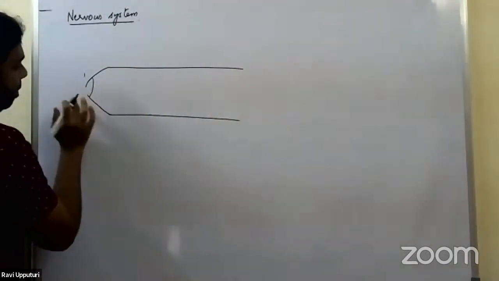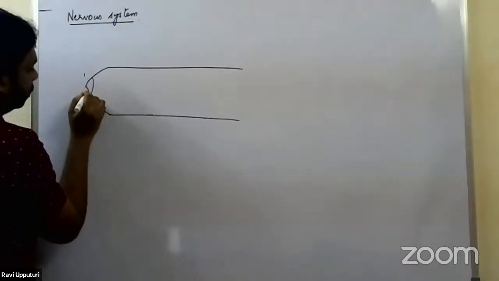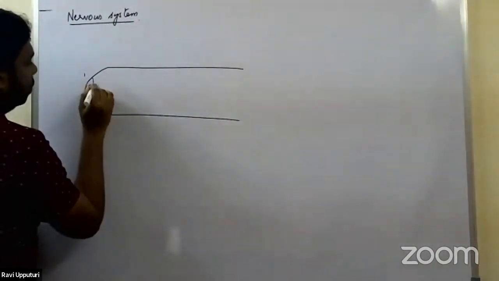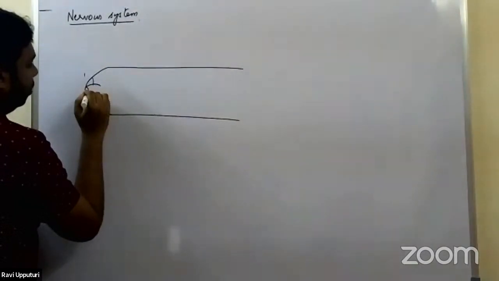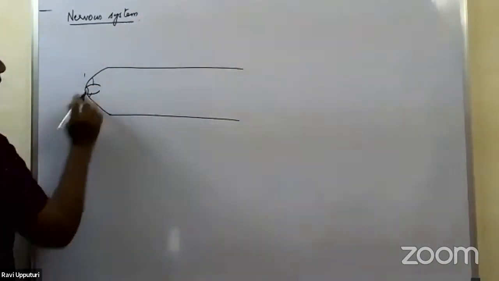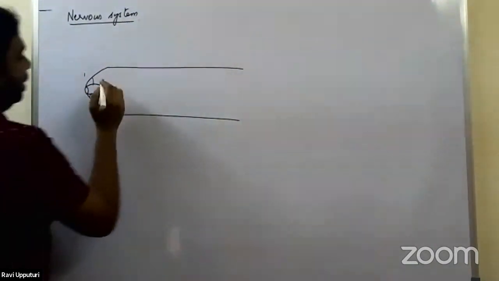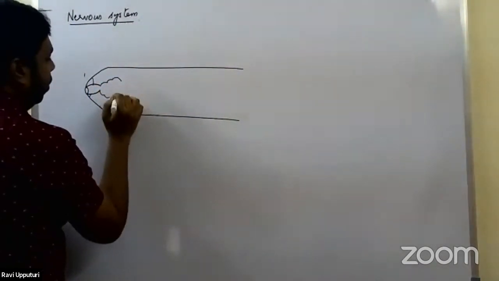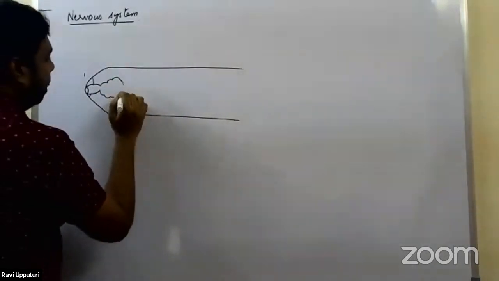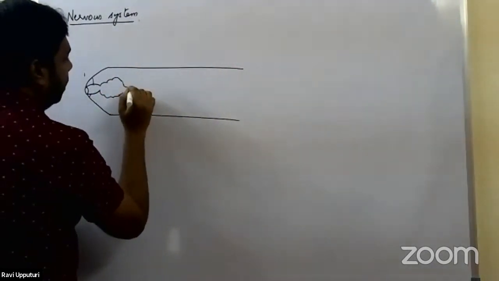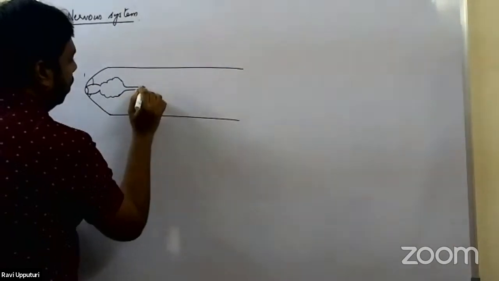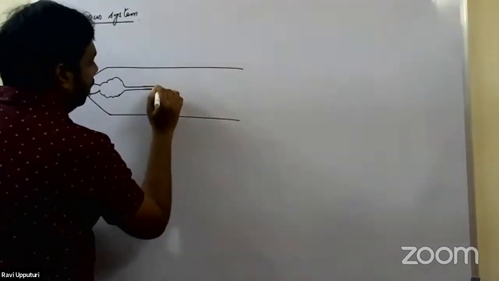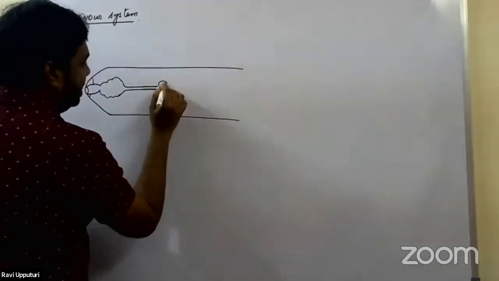Here would be the mouth. The mouth opens up into a wider structure, which we call the buccal cavity. The buccal cavity opens up into a slightly wider structure called the pharynx, and then the pharynx opens up into a narrow structure called the esophagus. The esophagus opens up into a highly muscular structure called the gizzard.